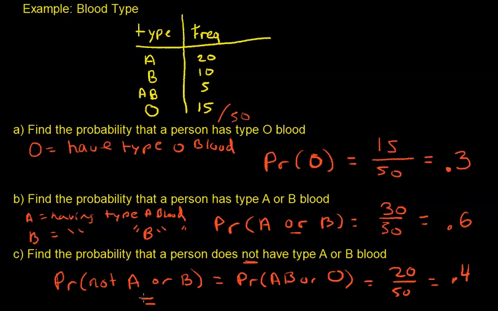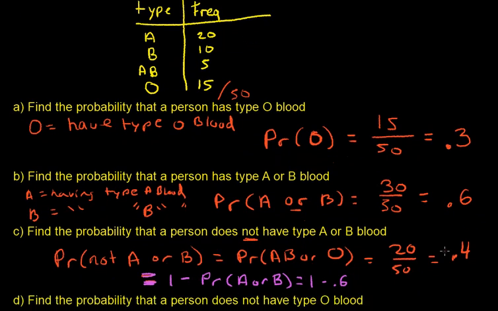Let me use a different color. So another way I could have calculated this is to say that it equals 1 minus the probability of it being A or B. And since in part B, I already calculated the probability of being A or B to be 0.6, I could use that information, do 1 minus 0.6, and get 0.4. So you get the same answer either way. This way is using what we call complements, which we'll talk about more in another video.